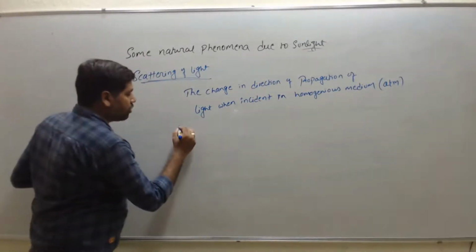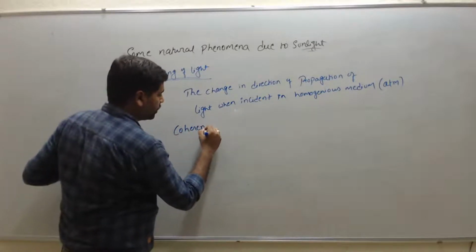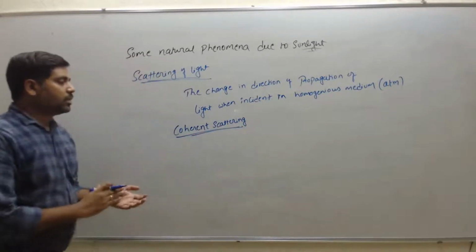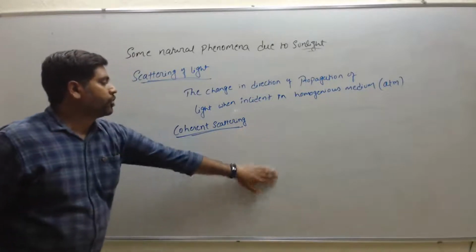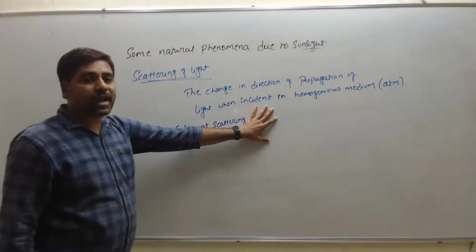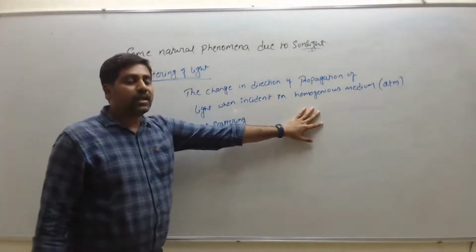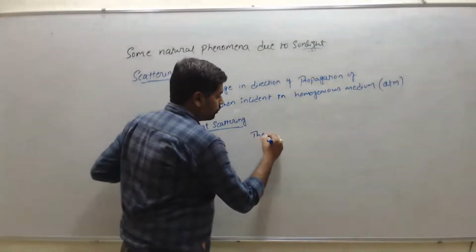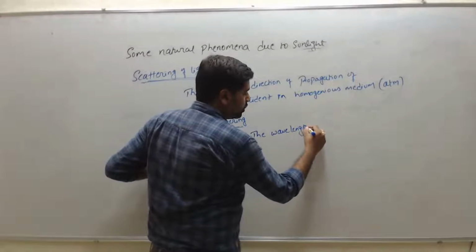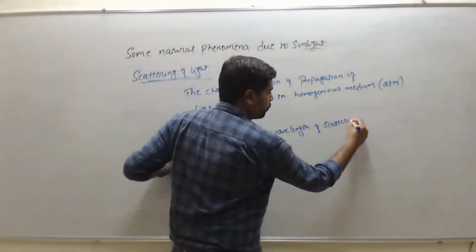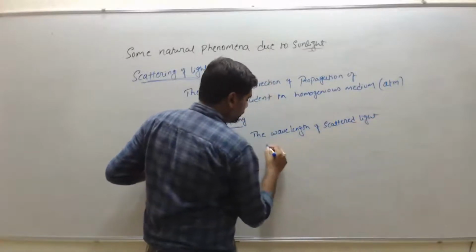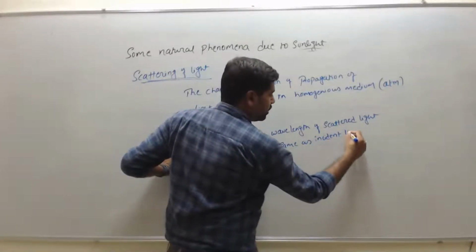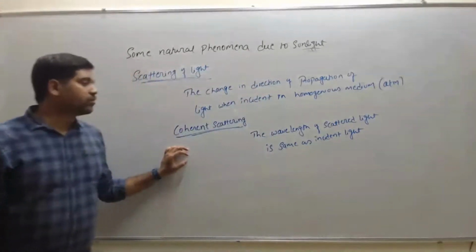In that scattering, an important one is coherent scattering. In coherent scattering, the wavelength of the scattered light is the same as that of the incident light. That scattering we call coherent scattering. So coherent scattering means the wavelength of scattered light is same as incident light.